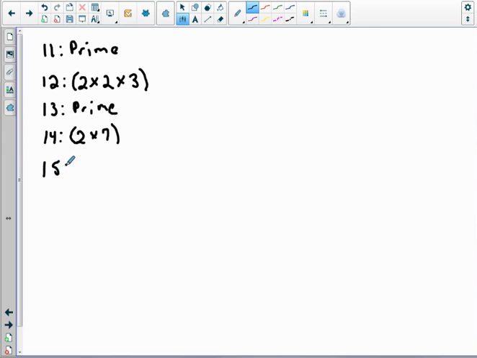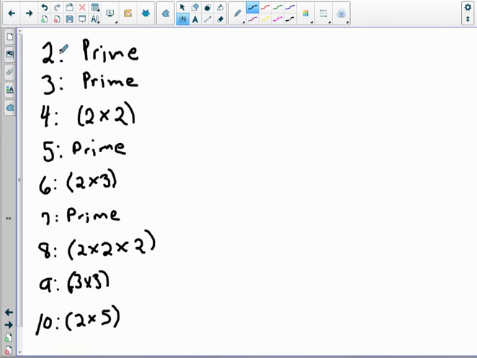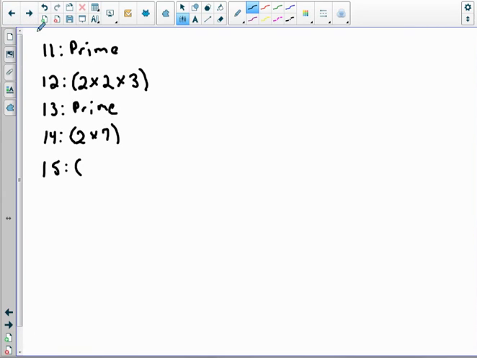Next number up, 15. Not even, so I know 2 doesn't go, so I have to ask myself, what is the next prime number up from 2? If I look back over here, the next prime number up from 2 is 3. Will 3 go into 15? It does. Okay, so I know 3 times 3 doesn't work. Will 3 times 5 work? 5 is the next prime? Yes, it does. 3 times 5 is a unique set of prime factors for 15.